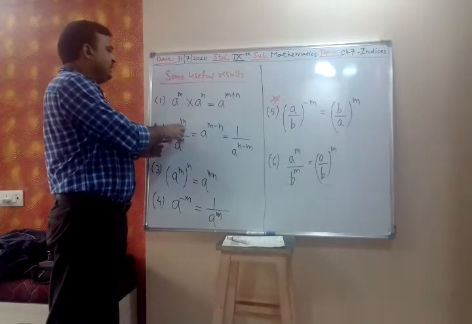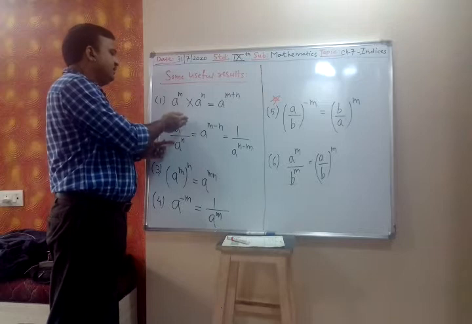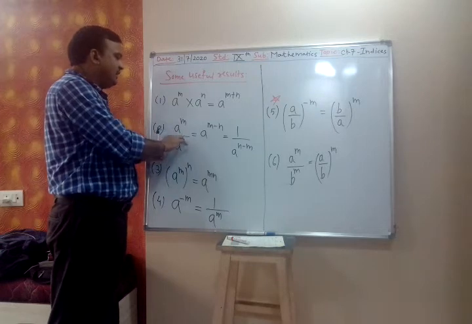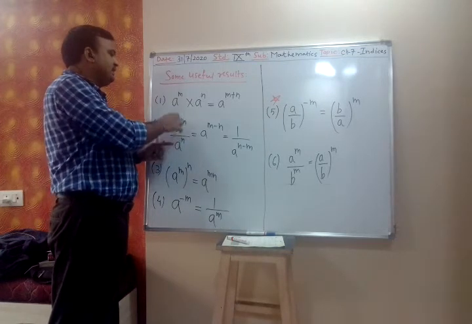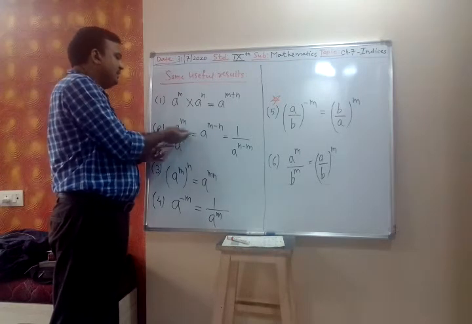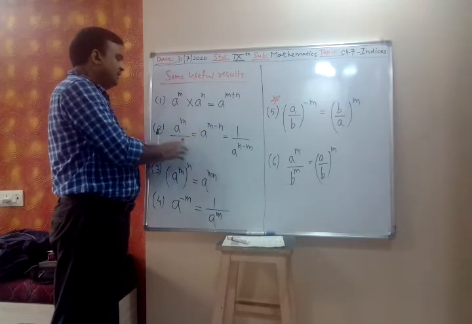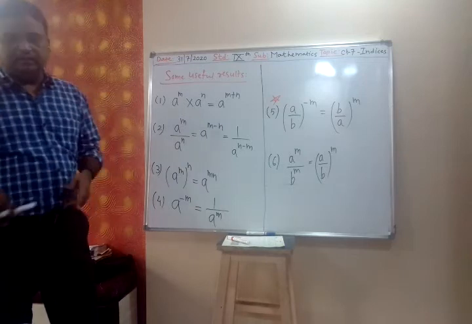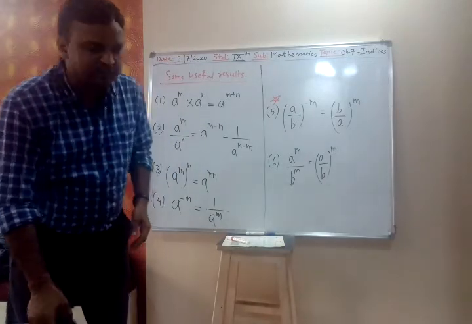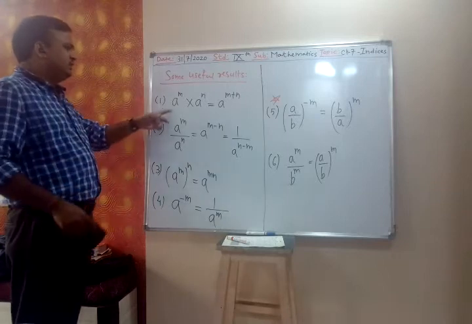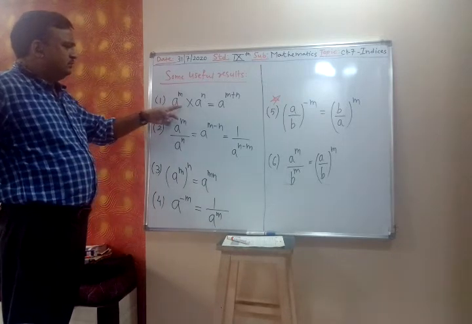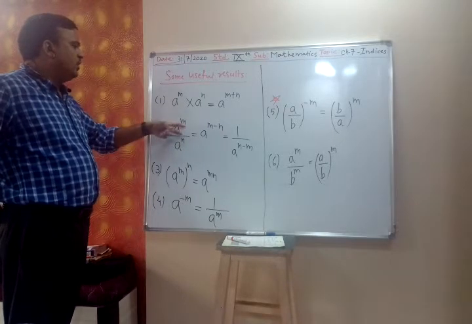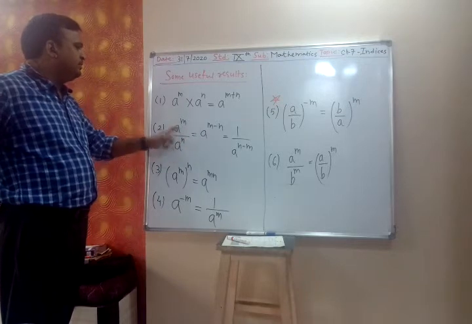If m is greater, then I will take m minus n. If n is greater, then I will take 1 upon a raised to n minus m. Whichever is greater, if m is greater, that will be m minus n. If n is greater, I will take 1 upon a raised to n minus m, so that our answer will be in terms of positive power. Yes, you can write a raised to m minus n or 1 upon a raised to n minus m.